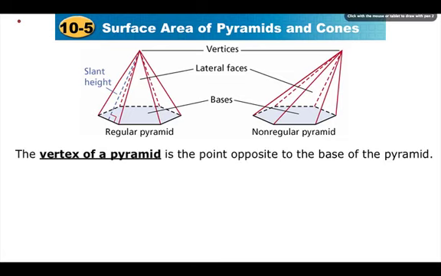The vertex of a pyramid is the point opposite to the base of the pyramid. So this is the base of the pyramid. So this is the vertex of this pyramid. And the same thing for this other pyramid.